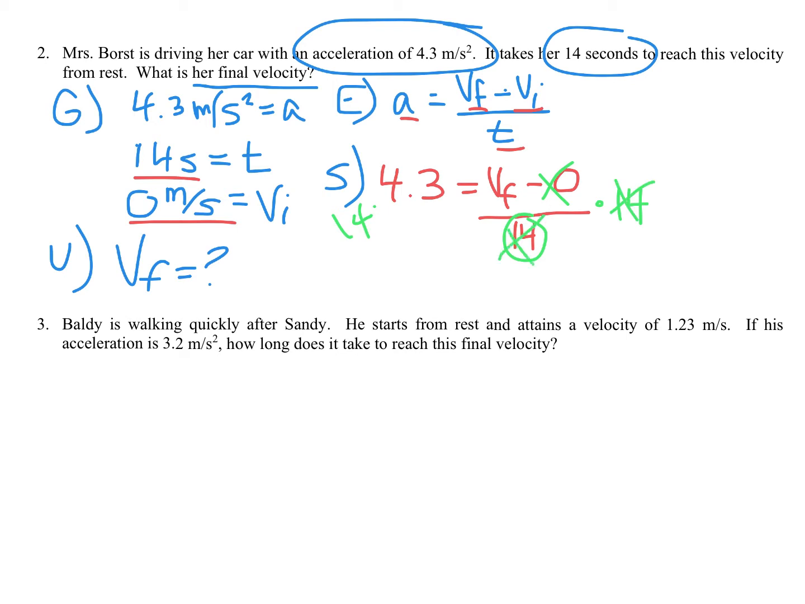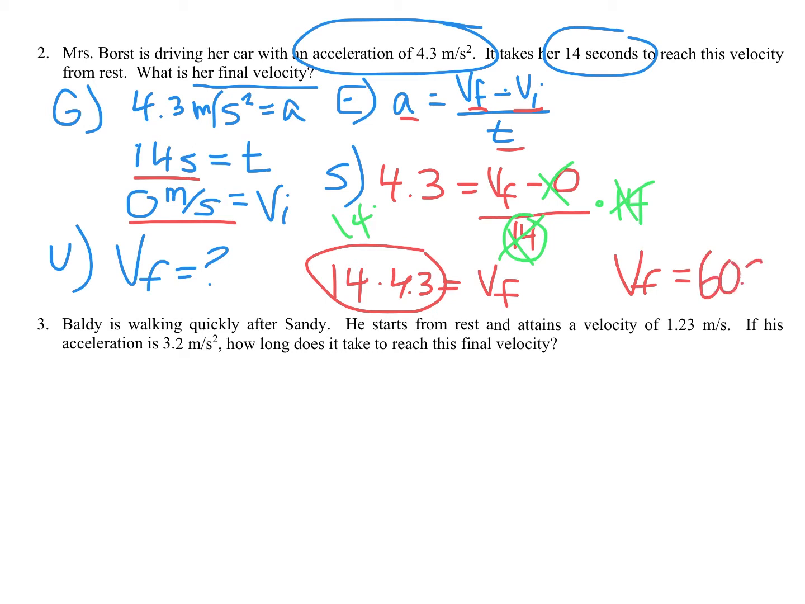14 is going to cancel out. And now that I do that, I should have velocity final by myself is equal to 14 times 4.3. If I multiply those together, 14 times 4.3, I should end up with a number of about 60.2, and that is going to be in units of meters per second. So that ended up being my answer there. But take a look, did you plug into your equation right, and did you use proper algebra to solve for it? Taking a look at the next, number 3, Baldy is walking quickly after Sandy.